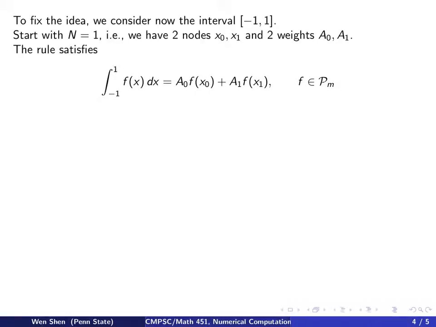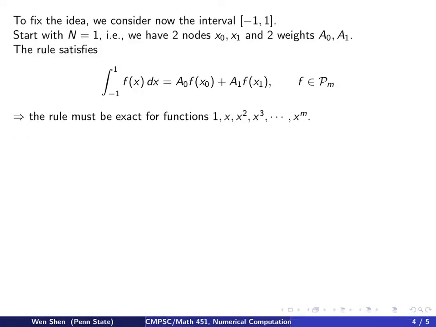My rule should satisfy the following: the integral here should exactly equal my rule, a0 f(x0) plus a1 f(x1), if f is a polynomial of degree less than or equal to m. Now I still have to determine what is a possible choice for this m.